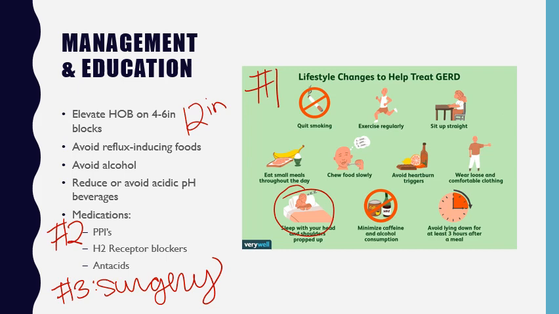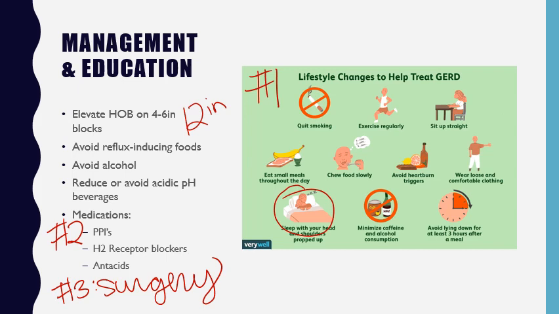Some medications we can take. We can take a proton pump inhibitor, or PPI. These are your things like your Prilosec, your Protonix, your Nexium. They reduce gastric acid secretions and are given in a daily dose. They can also be given IV if needed.